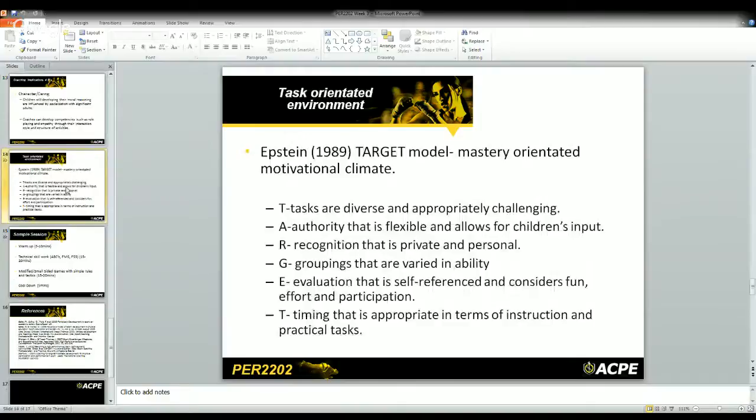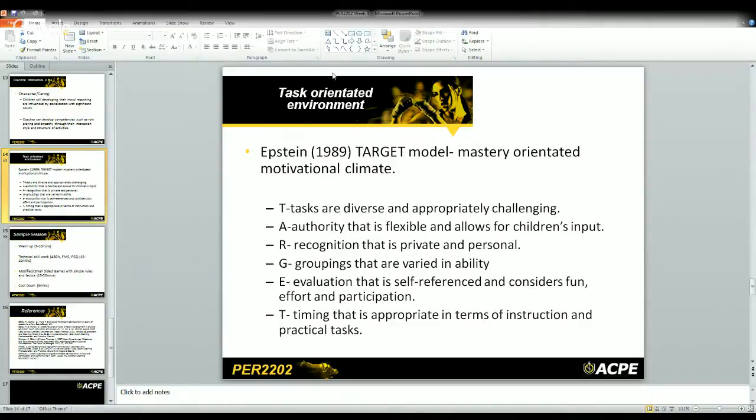All right, now we talk about a task-orientated environment. What do we mean by that? So we use the anagram. I don't think that's the correct term, but you know what I mean. So we use it as TARGET. And the first T is tasks are diverse and appropriately challenging. So they've got a range of different tasks that challenge them. It shouldn't be just a walk up easy, or it shouldn't be too difficult. Authority that is flexible, so you allow the kids to put some input into the rules or into the nature of the competition.